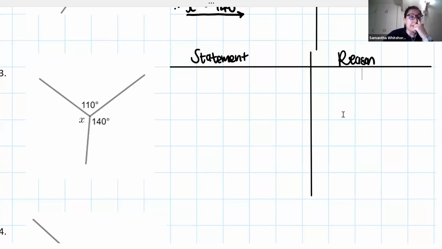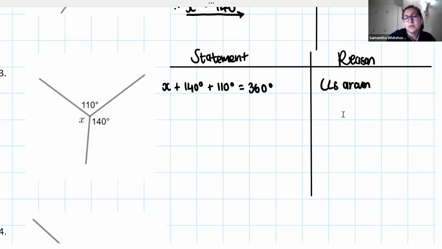Okay, good. So we're all getting it. Well done. Our statement is that x plus 140 plus 110 must give us 360. The reason we're making that statement is angles around a point.